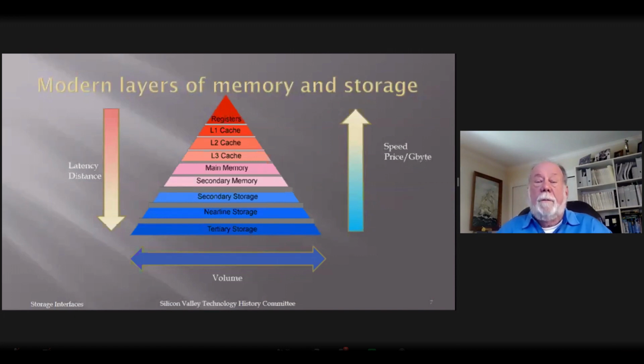I'll start with JBODs and their dumb drive interfaces. Now, that's a bit pejorative. It's because the later on interfaces were called intelligent. They really weren't very dumb. In fact, they were really hard to implement.